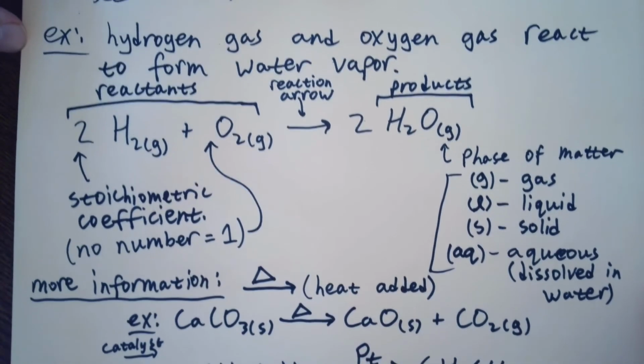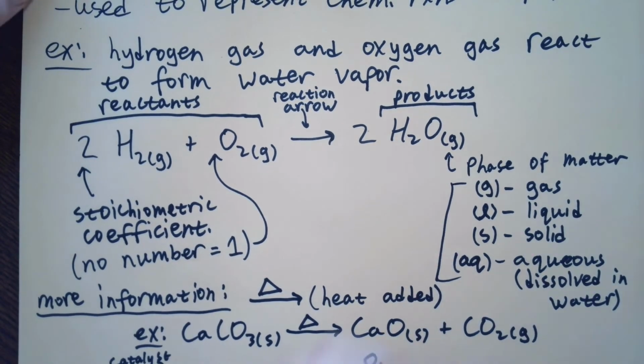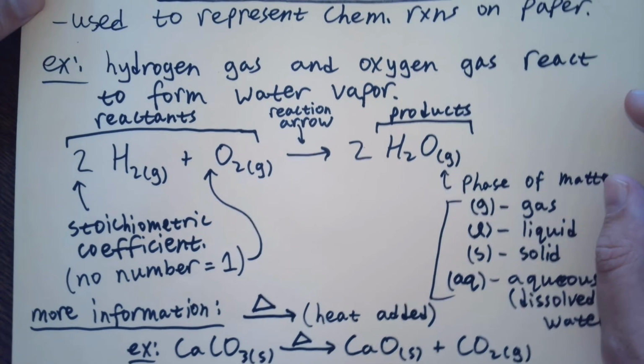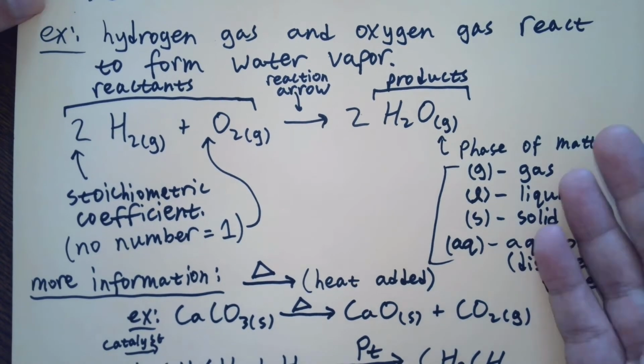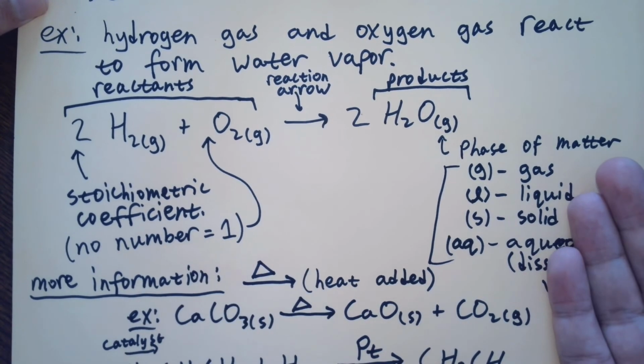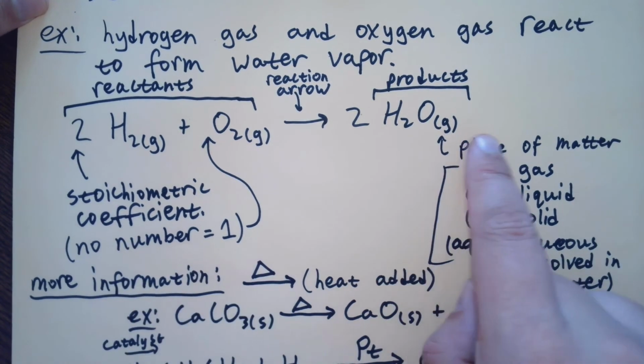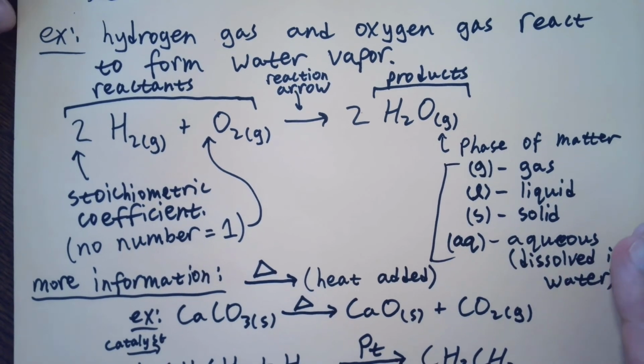So, we're going to talk about them some more in the next video. We're going to talk about what a balanced chemical equation is and how to make sure you're dealing with a balanced chemical equation. And if you're not, how to make it a balanced chemical equation. I will say this was a balanced chemical equation. But that's for the next video.